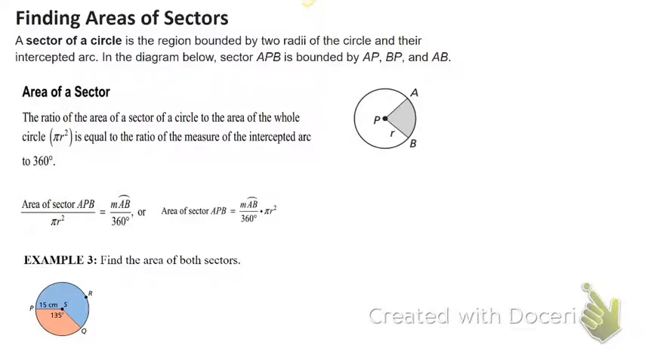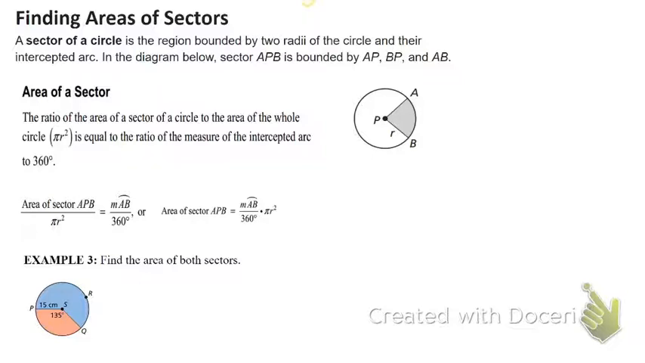So now we're going to look at finding the area of a sector, and it's going to be similar to finding the arc length. When you just have part of the circumference that you are looking at, you're going to look at which portion you have and create a ratio, and this is going to be similar. So the sector of a circle is the region bound by two radii of the circle and their intercepted arc. So you can see in the diagram below that sector APB is bounded by the radius AP and the radius BP, and then the arc AB that's intercepted.